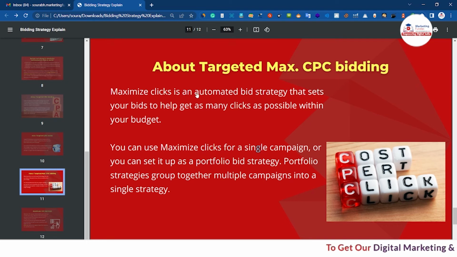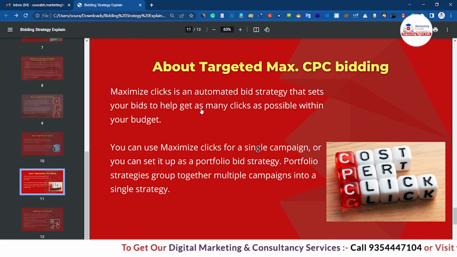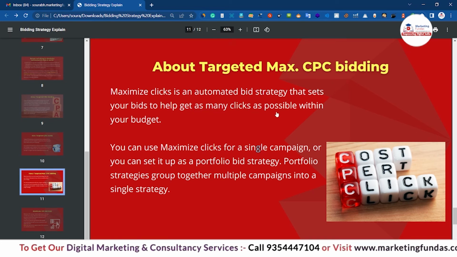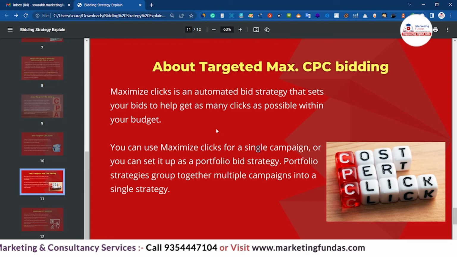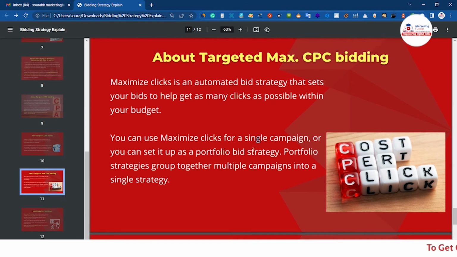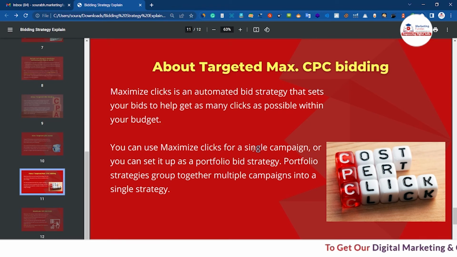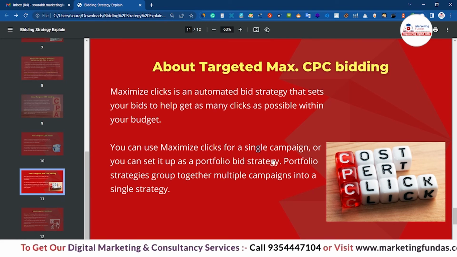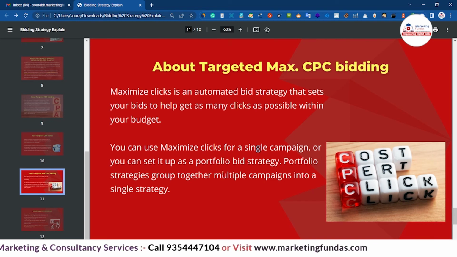Maximize clicks is an automated bidding strategy that sets your bid to help get as many clicks as possible within your budget. As I have told you earlier, you can use maximum clicks for a single campaign, or you can set it up as a portfolio bid strategy. As I told you earlier, everything is similar in every automated bidding strategy; there is only some kind of difference. Now, portfolio strategies group together multiple campaigns into a single strategy.